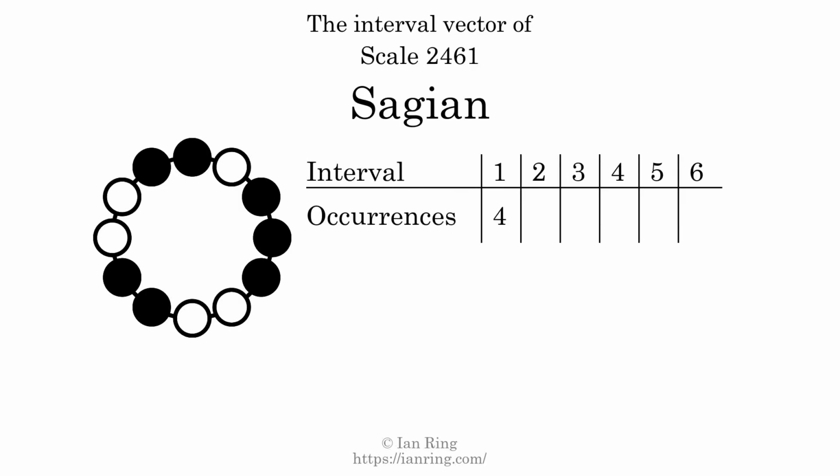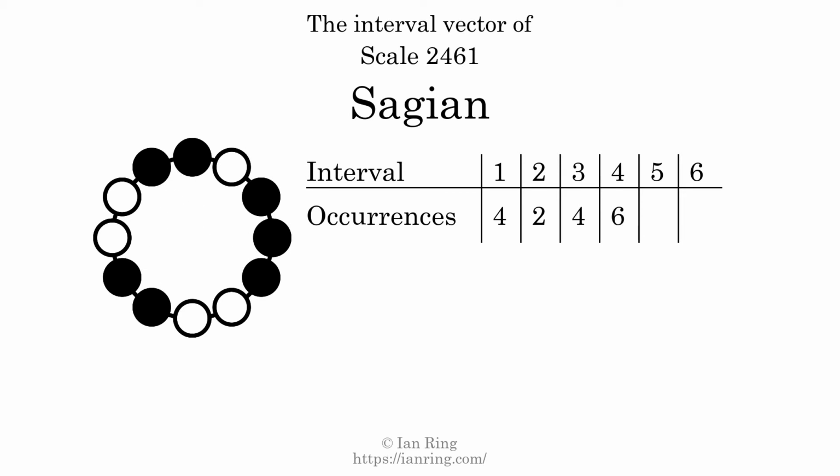There are 4 intervals with the size of 1 semitone. They are here, here, here, and here. There are 2 intervals with the size of 2 semitones. They are here, and here. There are 4 intervals with the size of 3 semitones. They are here, here, here, and here.